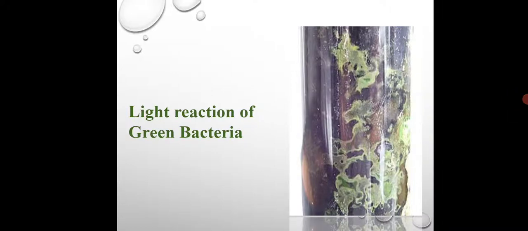We are studying the anoxygenic photosynthesis mechanism. We have discussed some examples of anoxygenic photosynthesis. In our last lecture, we showed the electron flow in the purple bacteria. In this lecture, we will see how electrons flow in the green bacteria.